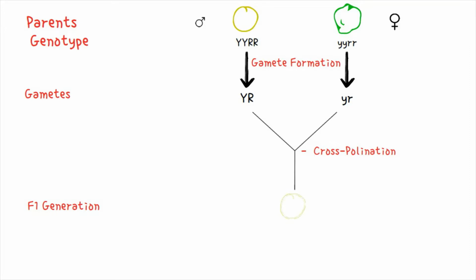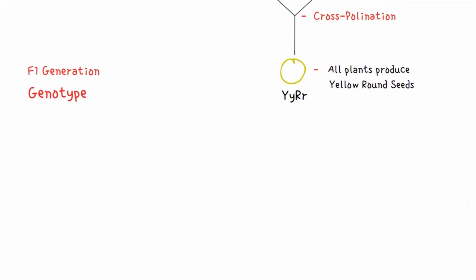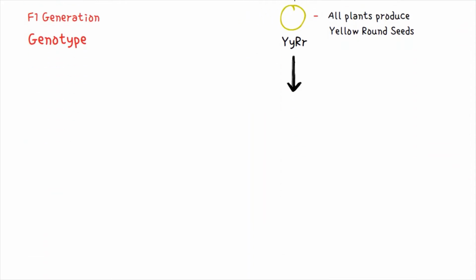In this generation, all plants will produce yellow round seeds. And the genotype of this plant is capital Y, small y, capital R, small r. On self-pollination of these F1 generation plants, they will give rise to the plants that will make the F2 generation. So we have male gametes of the F1 generation and we have female gametes of the F1 generation plants.